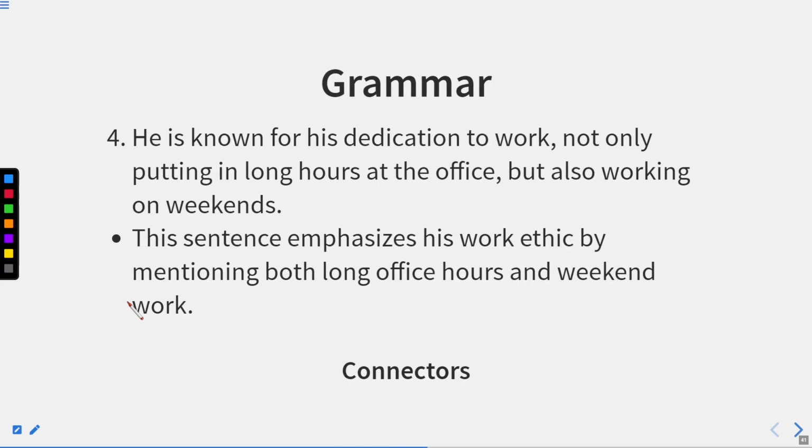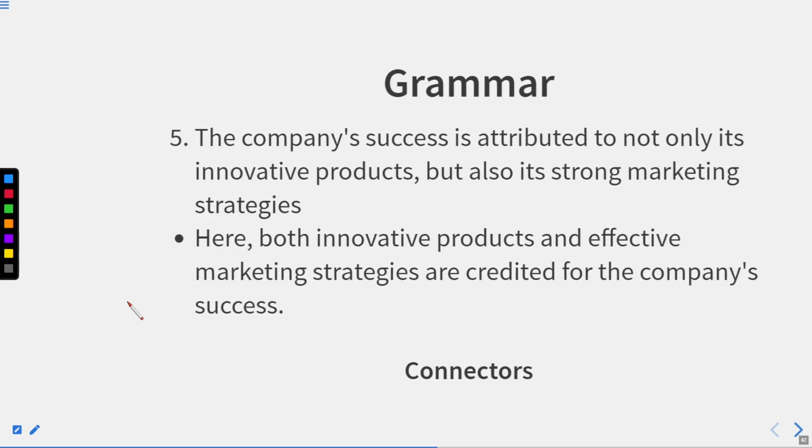He is known for his dedication to work, not only putting in long hours at office, but also working on weekends. The sentence emphasizes his work ethic by mentioning both long office hours and weekend work. So it is just the justification of his dedication. Now let us move further.